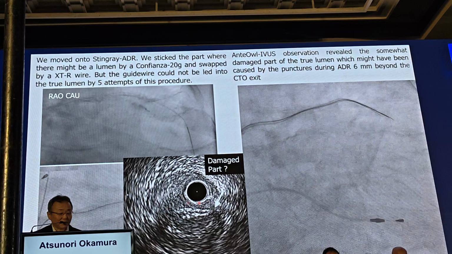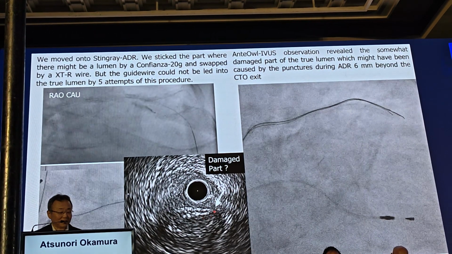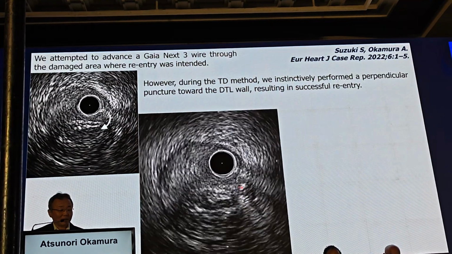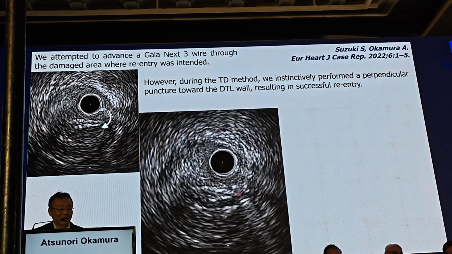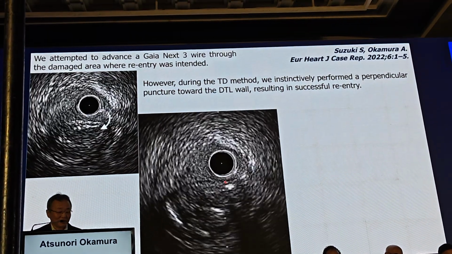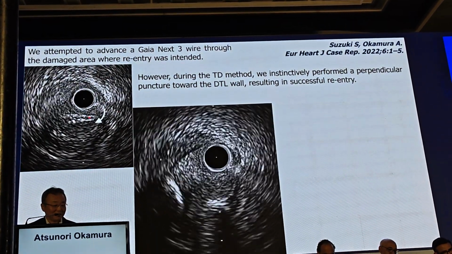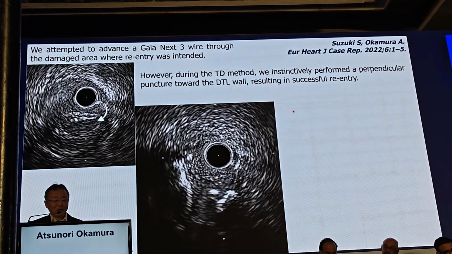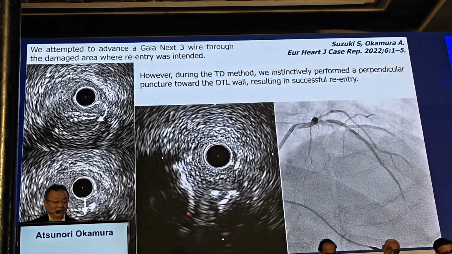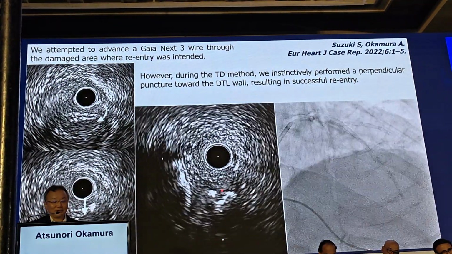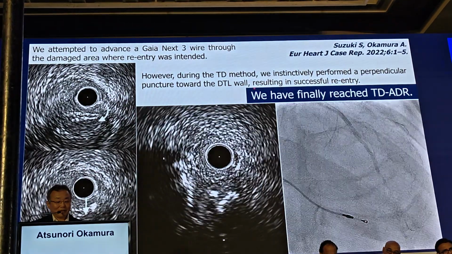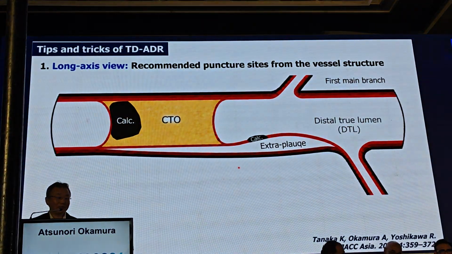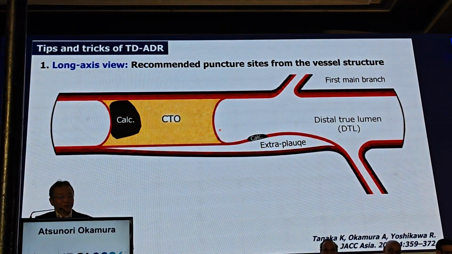So I thought it might be possible to navigate the guide wire tip to this damaged space. So I tried to navigate the second guide wire, but during the tip detection method, I instinctively did the penetration, not at this part here. Then the guide wire entered the true lumen. Anyway, the guide wire got to the distal true lumen and I put in the stent. So we finally reached the TDADR here, like this. This is a failure case of the Stingray, but I could do it. So these are tips and tricks of TDADR.